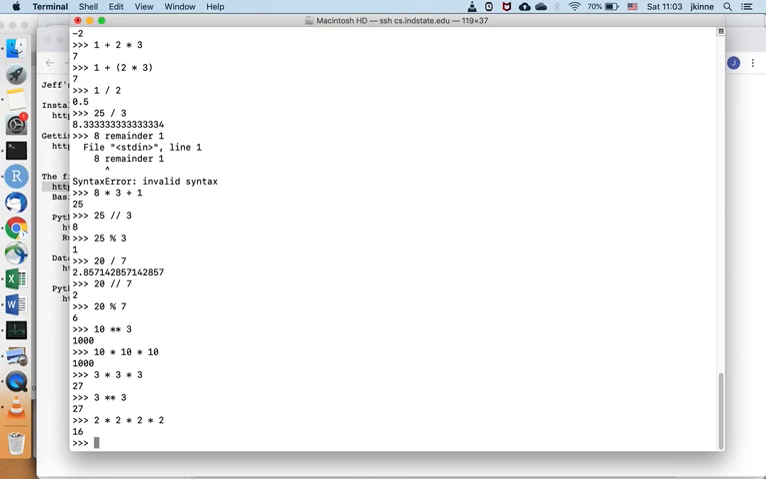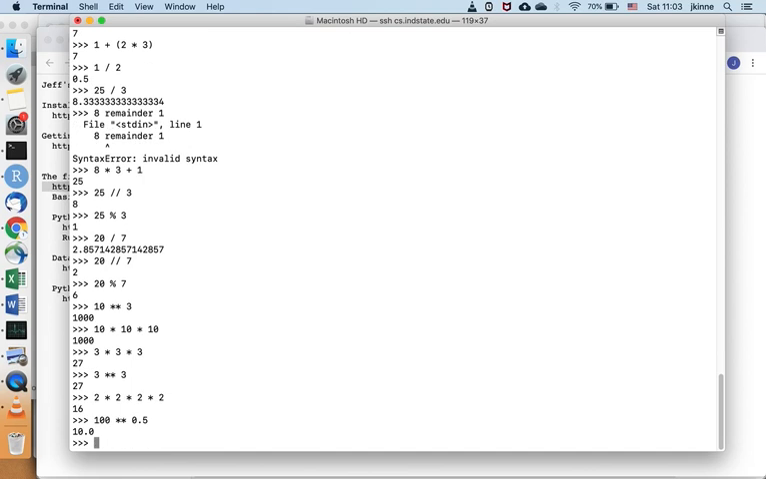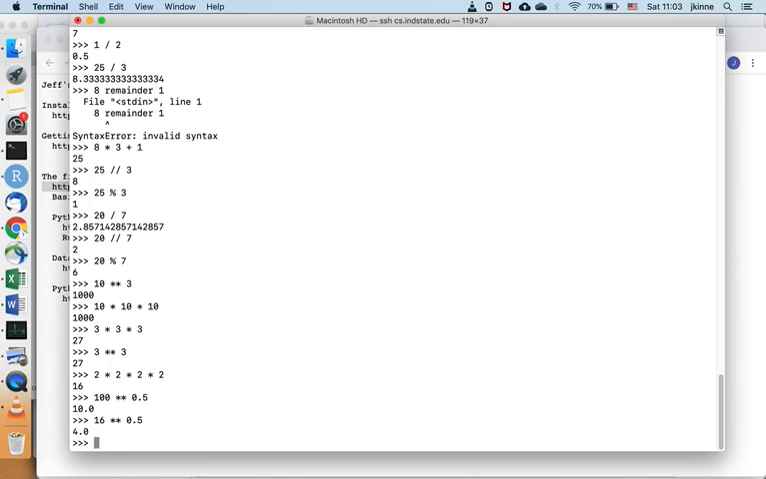Okay, and we can also do fractional powers. So 100 to the 1/2 power. 1/2 is the same as saying square root. Square root of 100 is 10. If we did, let's say 16 ** 0.5, what is the square root of 16? 4. Okay, so we can do fractional powers, which gives us square roots as well.